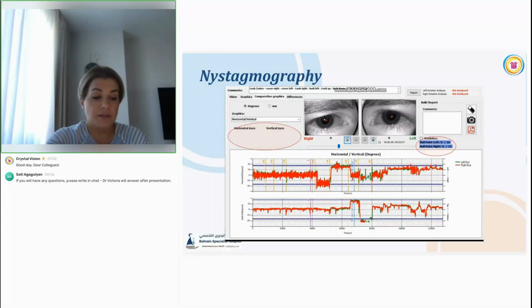So this is how the nystagmography protocol looks like. The software calculates the null point, the point of blockage, automatically. The doctor also has the opportunity to verify the accuracy of the data point and track the eye position at any given moment by independently reviewing the video nystagmography recording.